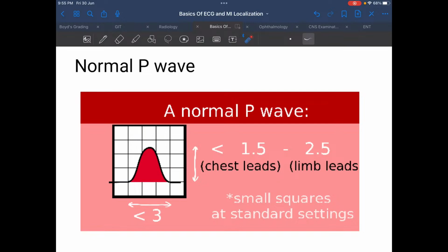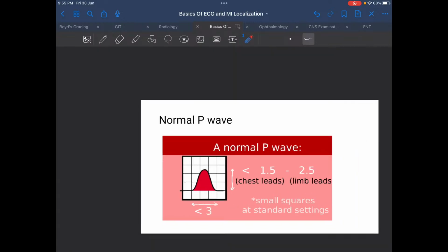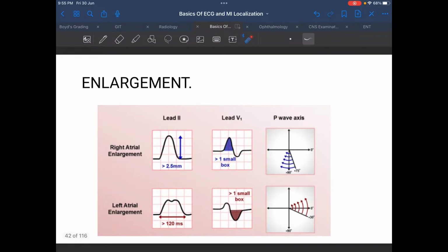What about the amplitude now? Amplitude will vary depending on whether it is a chest lead or a limb lead. I want you to remember this. In chest leads it is usually less than 1.5 millimeters, and in limb leads it is usually less than 2.5 millimeters. Very, very important. Just remember this fact. Okay, very important. So let's see what is right atrial enlargement, what is left atrial enlargement, and how we can diagnose it on an ECG.